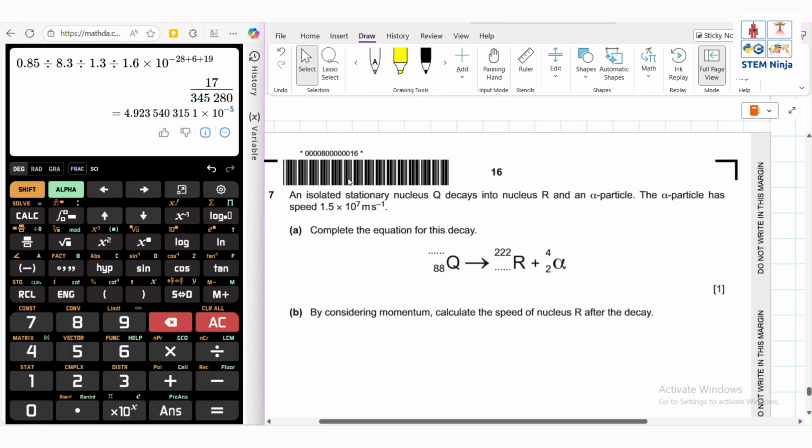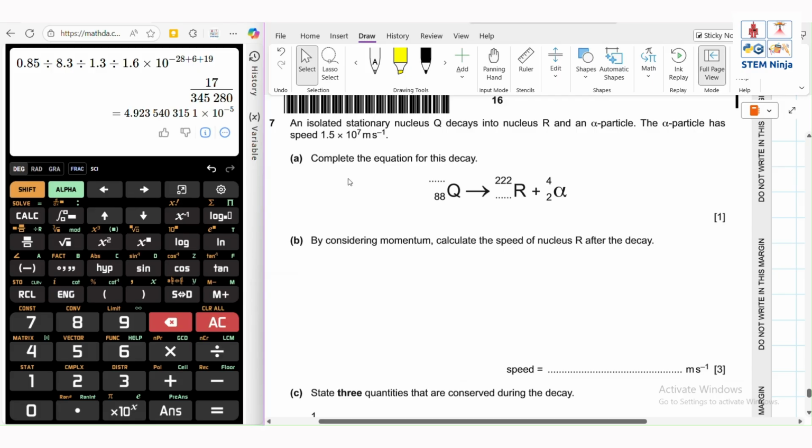All right, now the last question. An isolated stationary nucleus decays into nucleus R and the alpha particle. Alpha particle has speed 1.5 times 10 raised to power 7. Complete the equation for this decay. Okay. So for the alpha particle, proton number decreases by 2. So this becomes 86. And the nucleon number or mass number decreases by 4. So we would have 226.